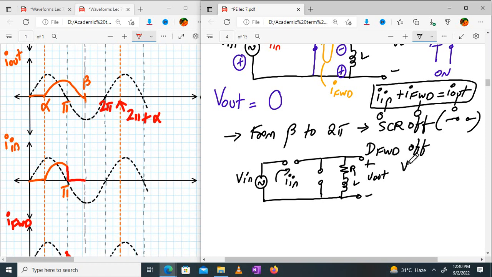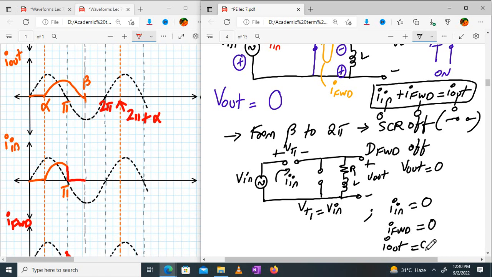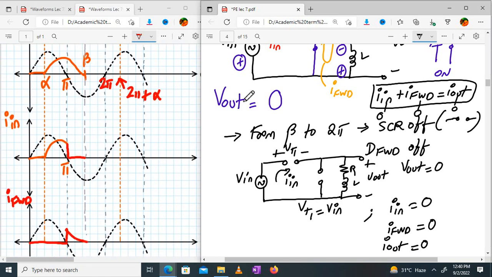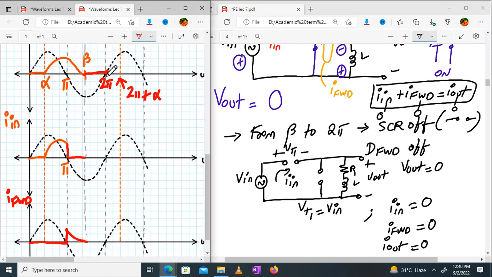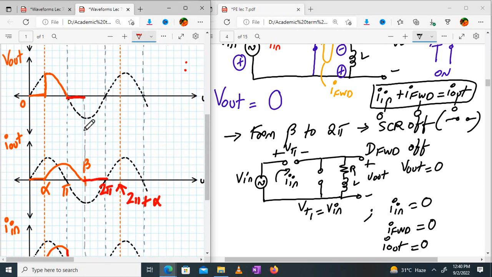So in this case, what will be my output? 0. What will be my voltage across the SCR? V in. What about the input current I in? 0. What about the forward freewheeling diode current? 0. What about my output current? This is from beta to 2 pi. So let's complete that. Here it will be 0. What about the output voltage? Still 0.